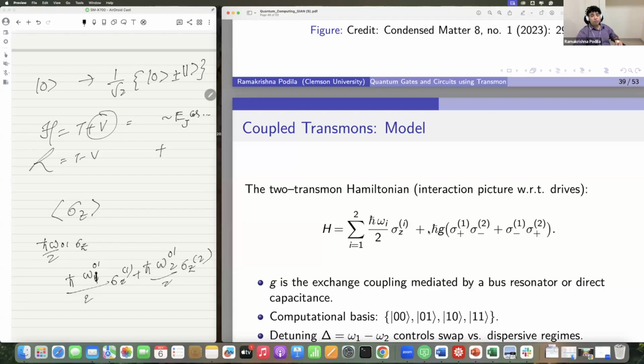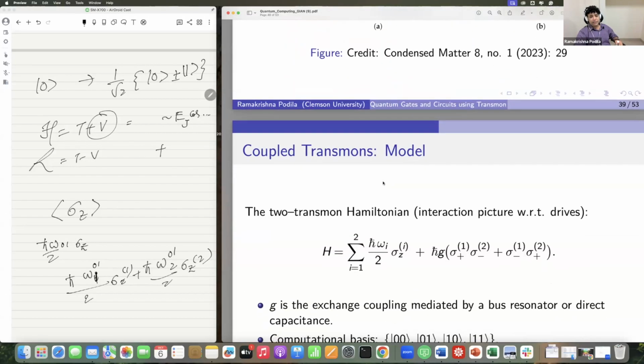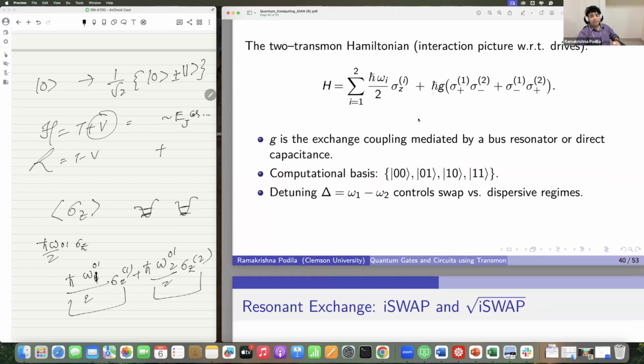And we couple these two through the bus resonator. This bus resonator is represented by this part of the Hamiltonian, where g is called the exchange coupling, which is mediated by the capacitance in the bus resonator. So this is how we create 2 qubit states. Each of these can go between the 0 and 1 states, and we're coupling them through the bus resonator.